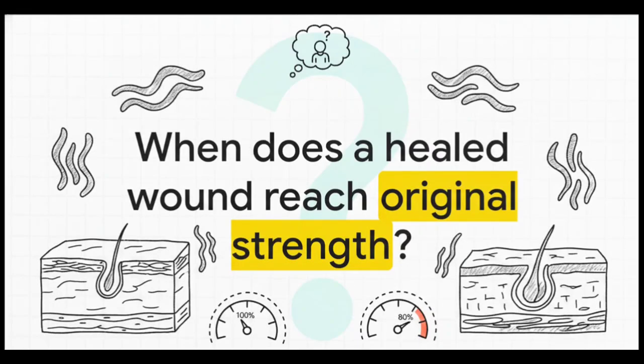All right, let's wrap this up by testing your active recall with a classic board question. When does a well-healed wound finally reach the original strength of uninjured tissue? 5 days? 2 weeks? 6 months? Well, the surprising answer is actually E, never.